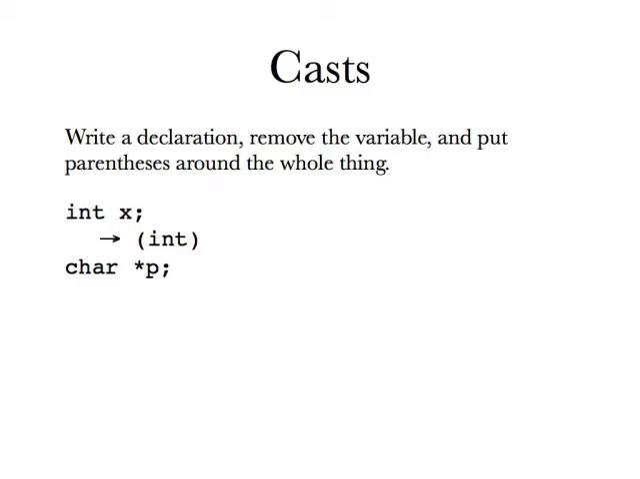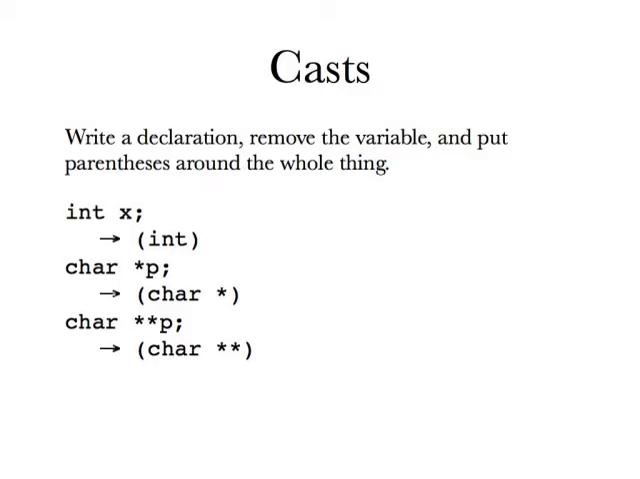This declares variable p as type pointer to char. To make it into a cast, we remove the variable and put parentheses around the whole thing. So to cast to a pointer to char, we use (char *). Slightly more complex is a pointer to pointer to char. To make it into a cast, we remove the variable and put parentheses around the whole thing. So this last on the right is a cast to pointer to pointer to char.